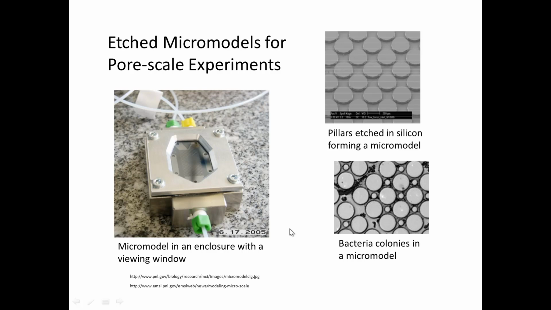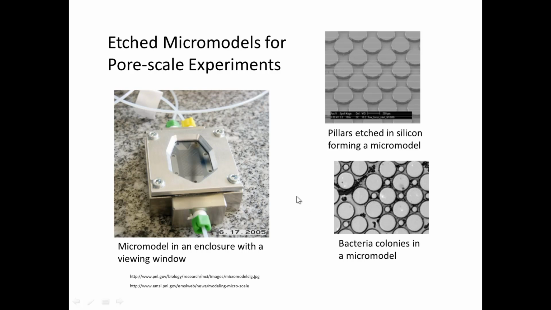Micromodels are used to simulate flow through porous media. The experimental device is something very much like a microscope slide, a piece of glass that is etched with a particular structure in it. It's transparent, and so once it's etched, the top piece of glass is put on. So you've got a thin structure that has pores in it and can have fluid flowing through it.